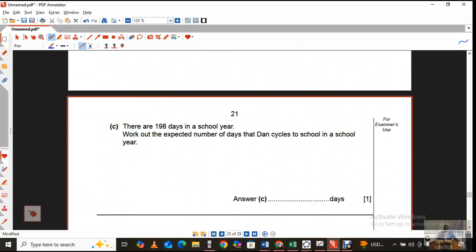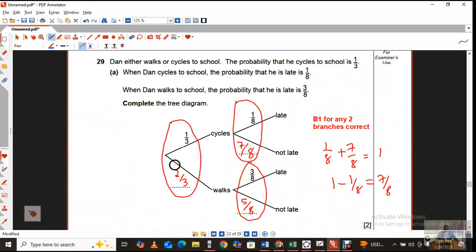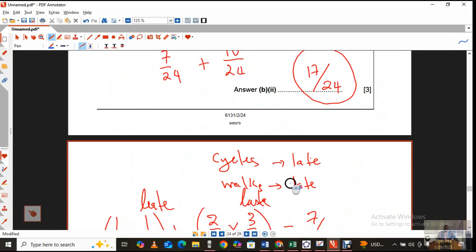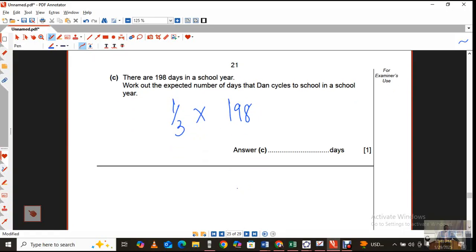There is a part C. There are 198 days in a school year, so 198. Work out the expected number of days that he cycles to school in a school year. Okay, what is the fraction that he cycles? The cycle fraction is a third. So you simply say a third times that. So it's 1 over 3 times 198. Okay, that's the only way that you can get that. Of course, when you calculate that, the answer is 66. And you'll be saying 66 days for 1 mark.